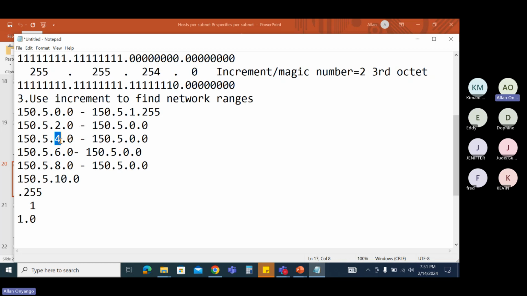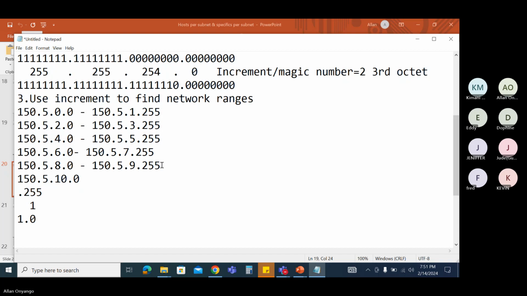Check this out. This is beginning at 4. This one ended at 3. Which one comes before 4? 3. Good. This one is beginning at 0. This one ended at 255. This is 6, so this one ended at 5. Good. If this is 0, what is supposed to be here? 255. This is 8, beginning at 8. This one ended at 7. This is beginning at 0. This one ended at 255. This one is 10, guys. Here, the third octet should be 9. This is beginning at 0.